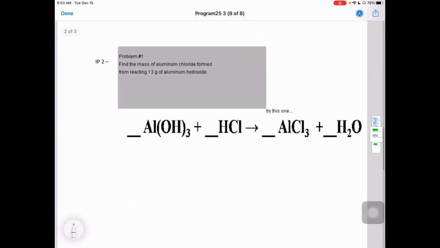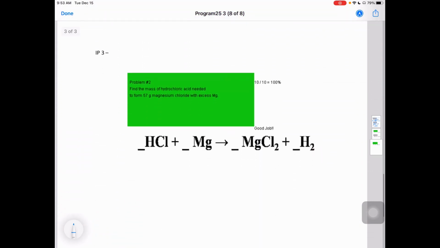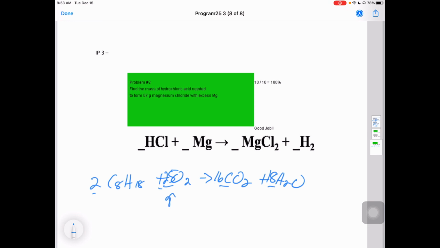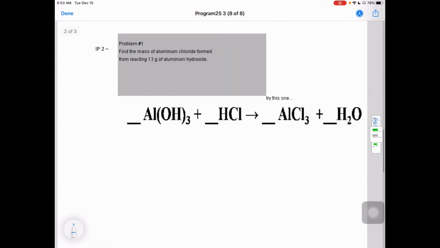And later, for some of you, when you get there, you'll balance octane combustions, or you already have maybe. And there'll be big coefficients here. I believe it's 2, 16, 18, 25, if I remember right. It's a very large coefficient. So this is the stuff in your gas tank. It's octane. All right. So good luck on these other 3 problems.